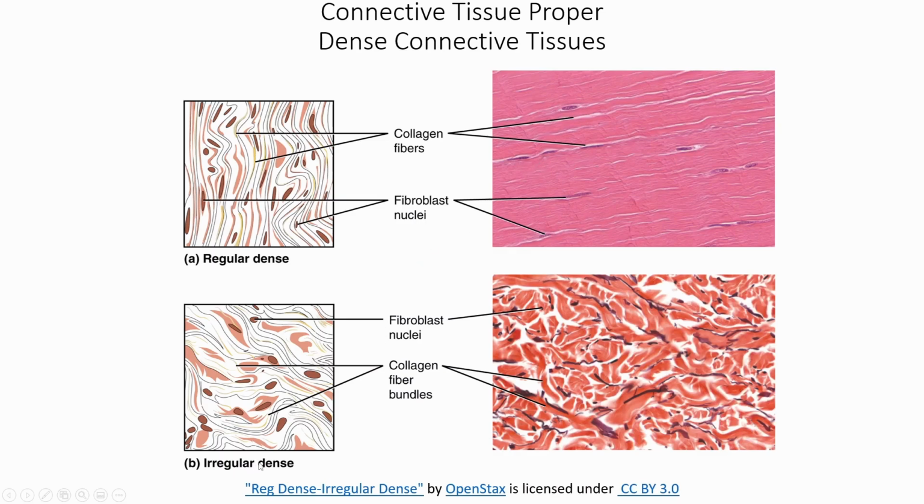Down here in the irregular dense, though, we see densely packed pockets of these collagen fibers, but the direction they're running kind of goes all over the place. There really isn't a pattern to how these collagen fibers are packed together, right? And so if we're looking at where we could find these, regular dense connective tissue is fantastic to see in something like a ligament or a tendon, whereas irregular dense, we're looking at something like the dermis of the skin.